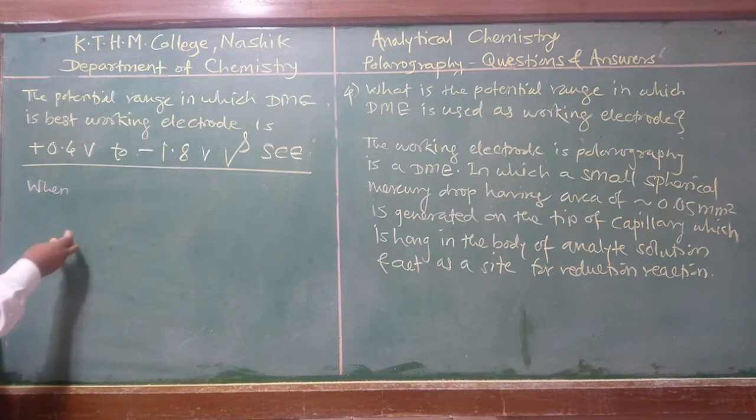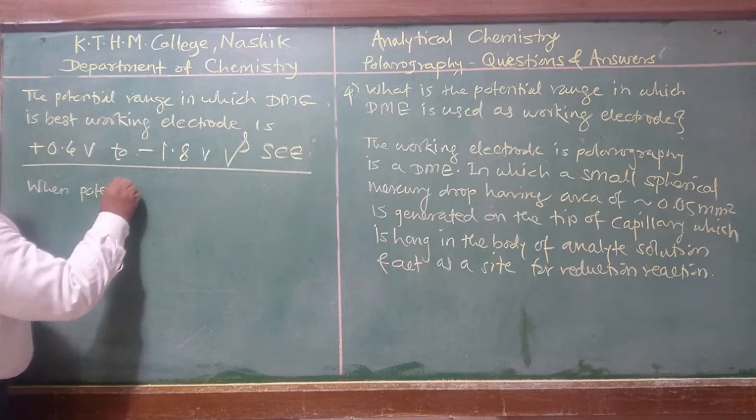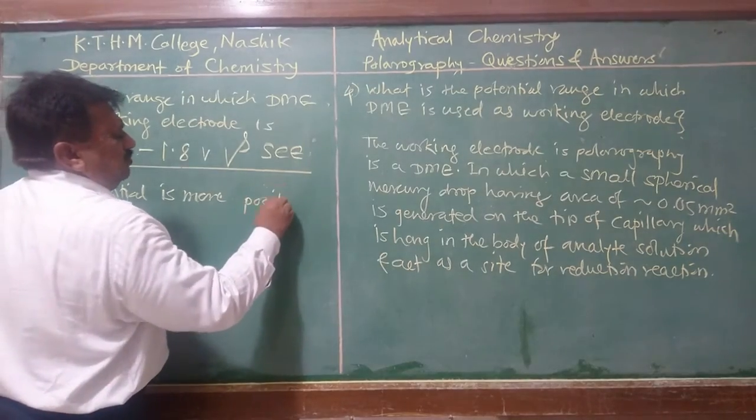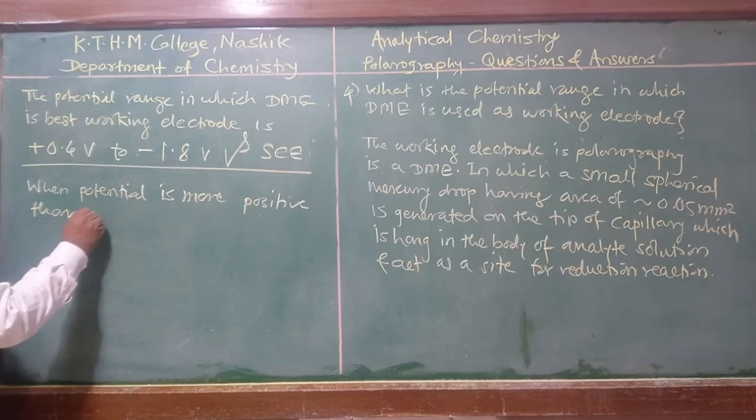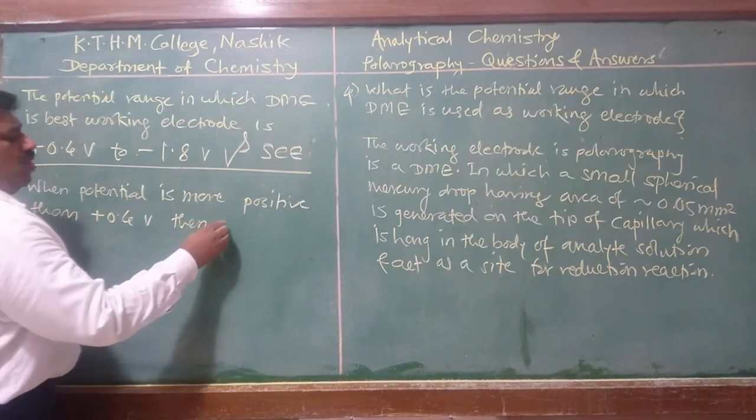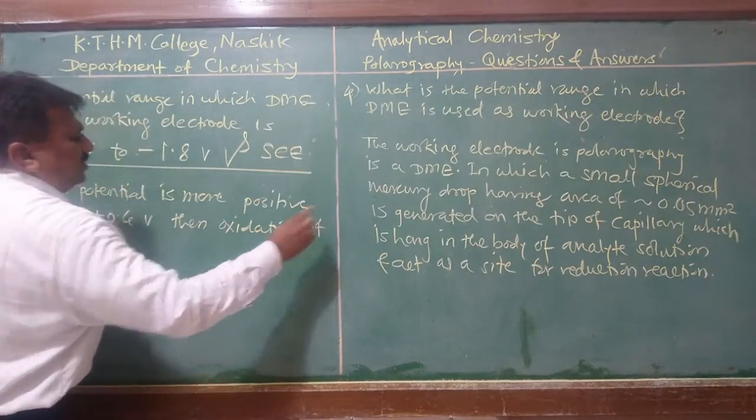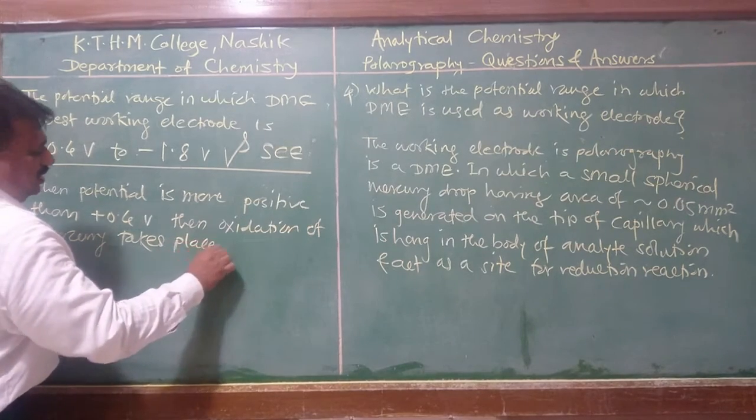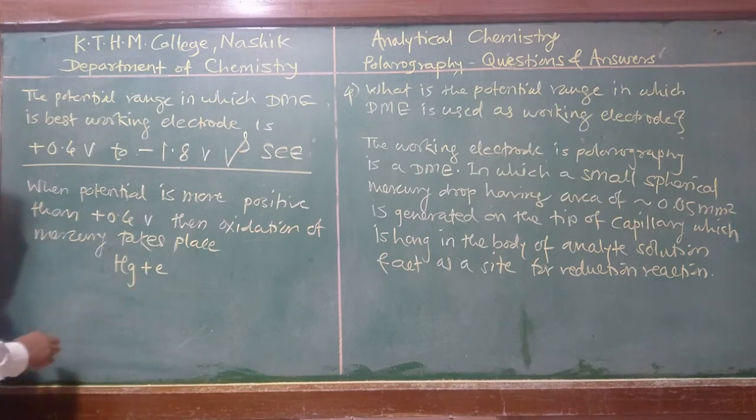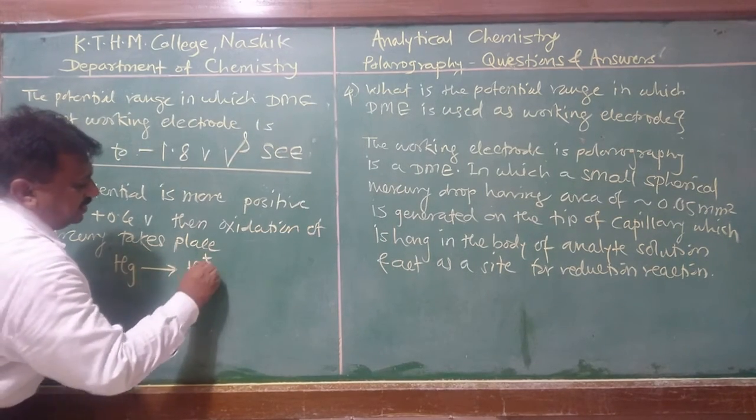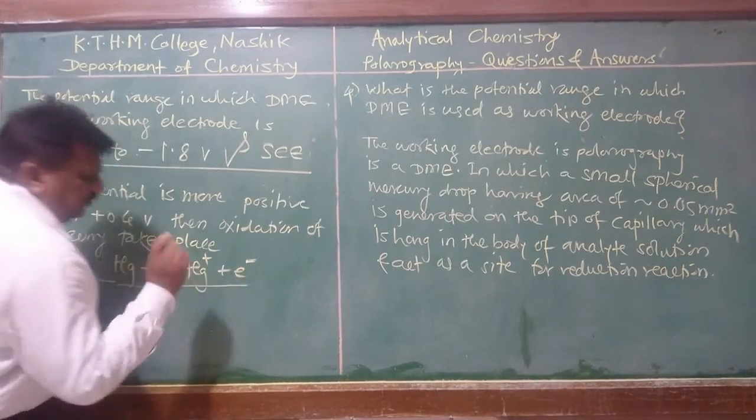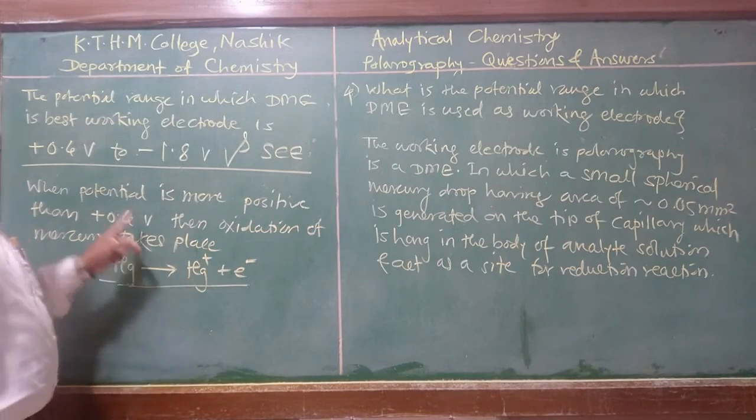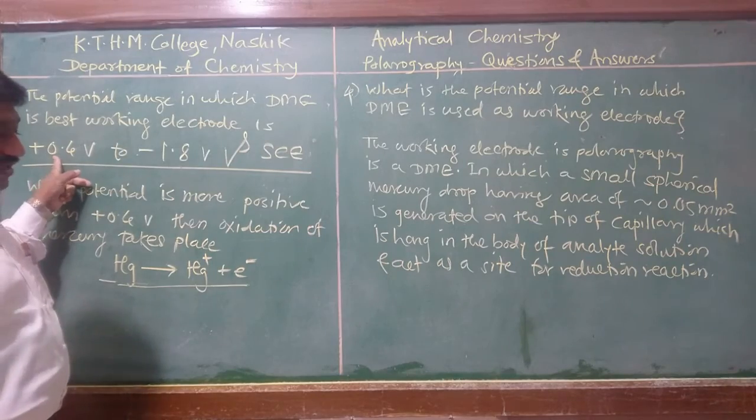When the potential is more positive than plus 0.4 volt, oxidation of mercury takes place, and the metallic mercury is converted to mercurous ion. Therefore, this is an oxidation. The electrode itself undergoes oxidation. Therefore, we do not increase the potential more than plus 0.4 volt in the case of DME.